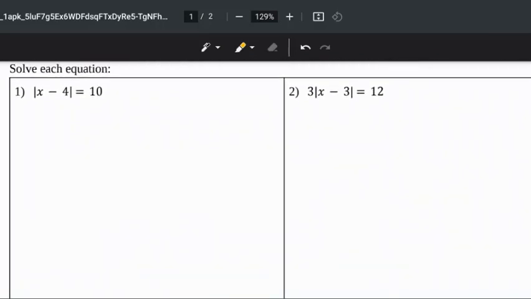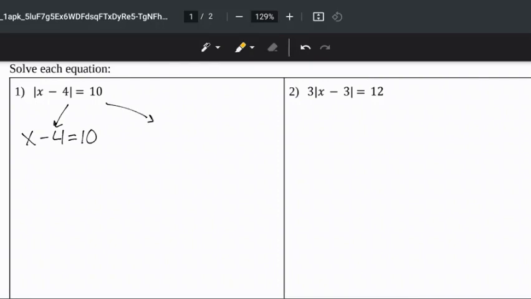So in example number 1, we have the absolute value of x minus 4 equals 10. So the absolute value bars are isolated. They are all by themselves. So once they are all by themselves, we are going to split into two equations. We're going to drop the absolute value bar. So we just have x minus 4. And we're going to set it equal to the positive number, which is positive 10.